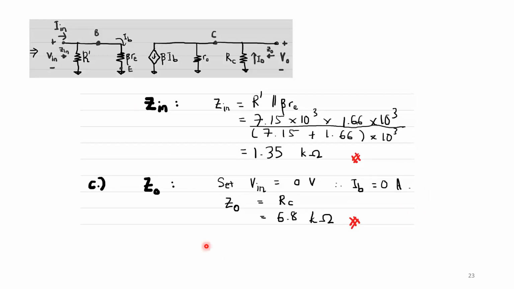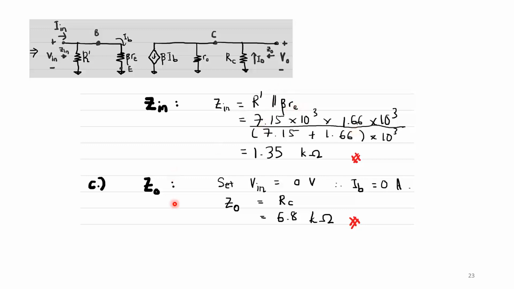Okay, so let's calculate the input impedance and the output impedance. For the input impedance, I have copied the image of the AC equivalent circuit here. I'm not redrawing it, I'm just trying to fit it all in the same slide, so this is just referring to what we've drawn in the previous screen. So Zin is equal to R prime parallel with beta Re, giving me 1.35 kilo ohm, where R prime has been found to be 7.15 kilo ohm and 1.66 kilo ohm is the value for beta Re.